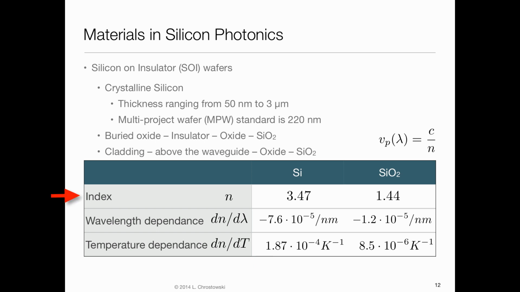Let's discuss the index of refraction. The phase velocity is the speed at which a monochromatic beam of light will travel. It is determined by c, the speed of light in vacuum, divided by the index of refraction. Silicon is approximately 3.47, while the oxide is approximately 1.44. Both of these indices are wavelength and temperature dependent.